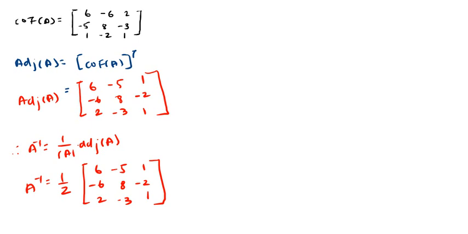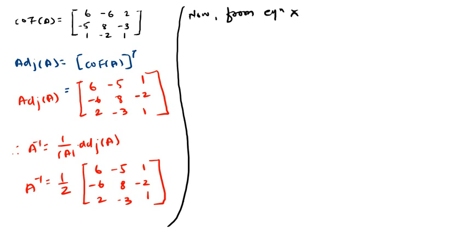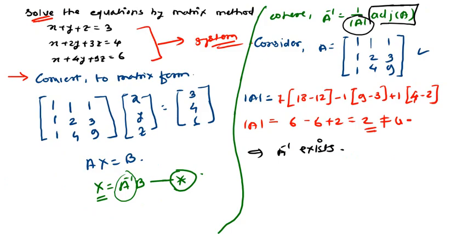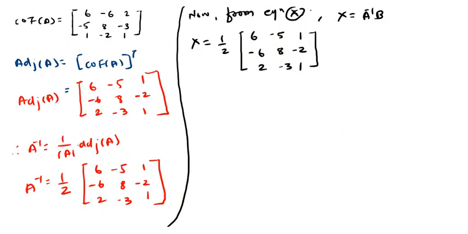Now, from equation star, what is our equation star? The matrix of unknowns X is A inverse into B. So X will be A inverse. A inverse is 1 by 2 into 6, minus 5, 1, minus 6, 8, minus 2, 2, minus 3, 1 into B. And what is B? 3, 4, 6. And into this matrix B, 3, 4 and 6.